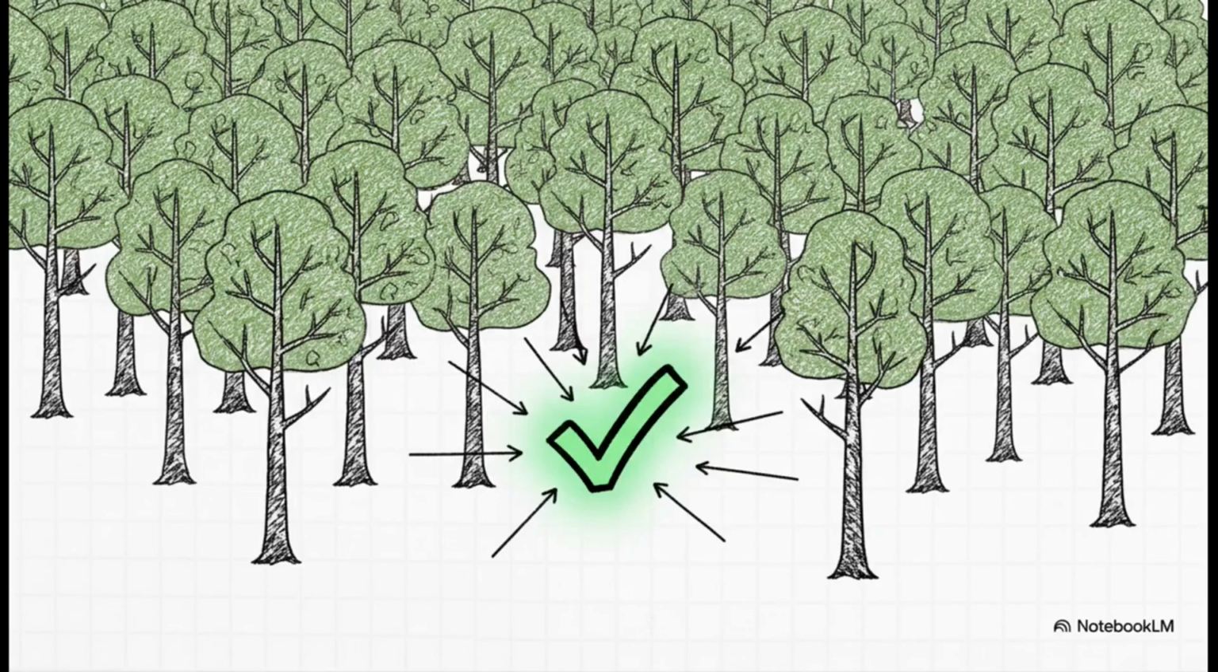So what's the solution? Well, what if instead of trusting one fragile tree, you built a whole forest of them? This is the brilliant idea behind something called a random forest. You build hundreds of slightly different trees and then just let them vote. It's like the wisdom of the crowd. All the individual mistakes cancel each other out, and you end up with a way stronger, way more accurate prediction.